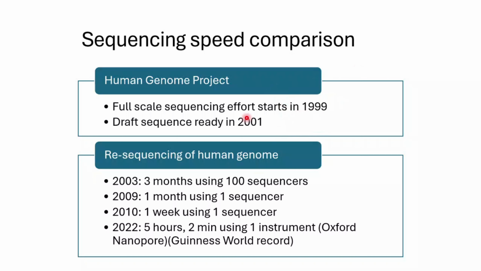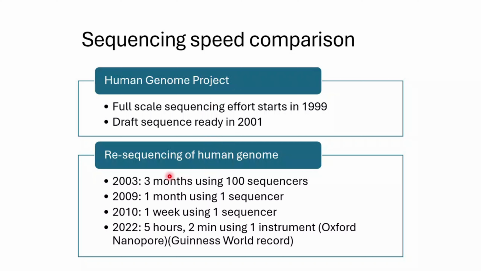Make sense? So the draft sequence was published in Nature and Science in 2001. Now, obviously, you want to resequence the genome, right? Because this was a draft. Now that you have more sequence available, you can actually retry at different positions and things like this.